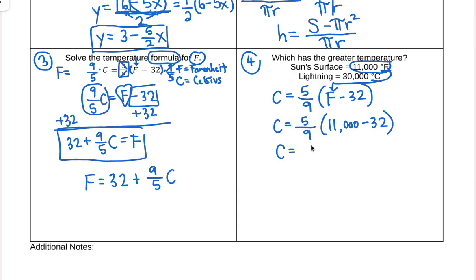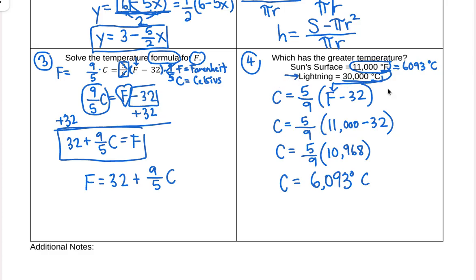Okay, so I'm going to say the degrees in Celsius is 5/9 times 10,968. Make sure that I'm doing my math right here, guys, okay? 11,000 minus 32. Yep, 10,968. Now I'm going to multiply that times 5/9, all right? And when I do that, the Celsius degrees for this first one is 6,093 degrees Celsius, okay? So that means that this sun's surface is actually 6,093 degrees C. So at this point, can we now figure out which one is a greater temperature? Yes, lightning is definitely a greater temperature at 30,000 degrees C.